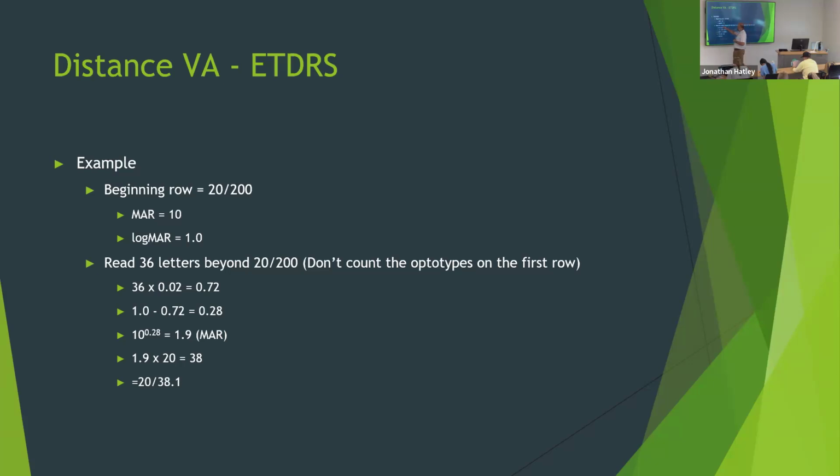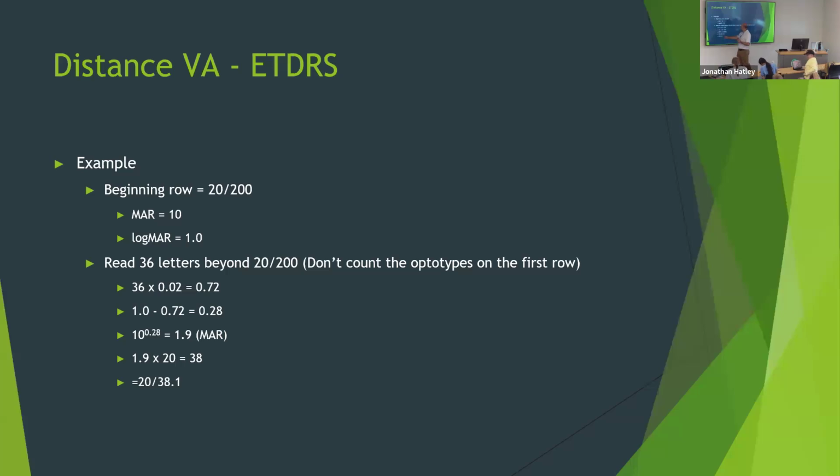Now, the patient read 36 letters past that point. So not including those 5 optotypes on the very top line, they read 36 more letters. So their total letter count was actually 41, but we don't count that top line. In this case, the patient read 36 letters beyond 20/200. Because each letter is worth the same amount, 0.02, we can multiply 36 times 0.02 and come up with 0.72. Now this number doesn't necessarily mean anything, but it's going to get us to the logMAR. We take 1 and subtract 0.72 from it in order to get 0.28.